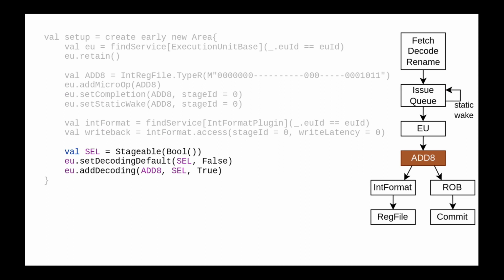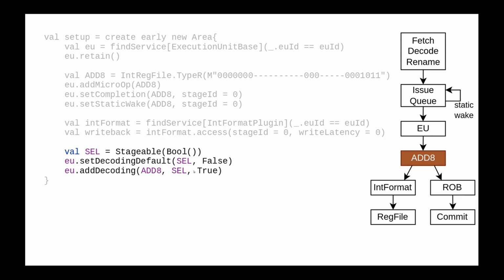And so here we define a stageable value, and we will delegate to the execution unit base the responsibility to decode the instruction to the cell signal. Like we specify, by default, cell has to be false, but if you decode an add8 instruction, please set cell to true. So plugins can negotiate things between themselves in this kind of way.